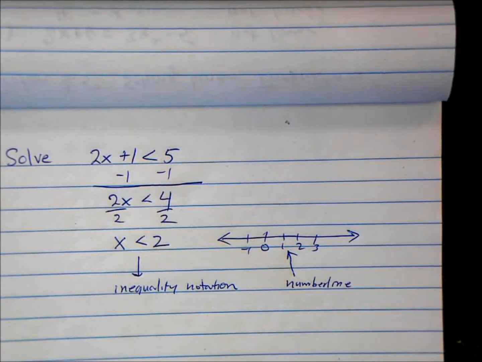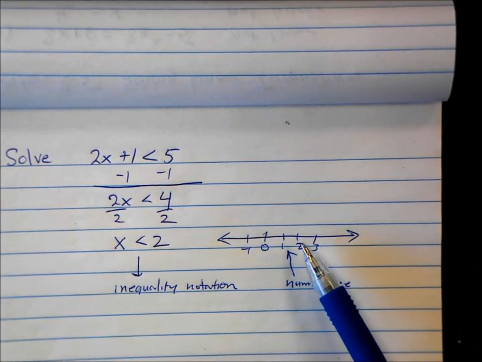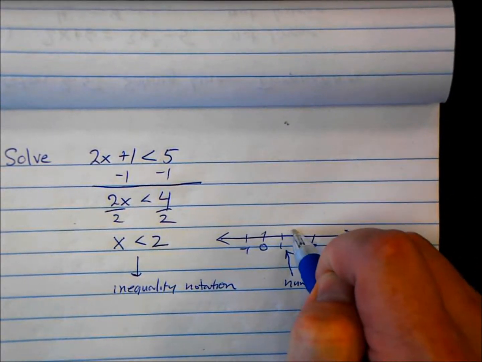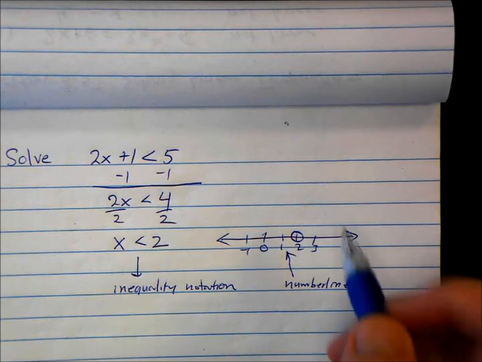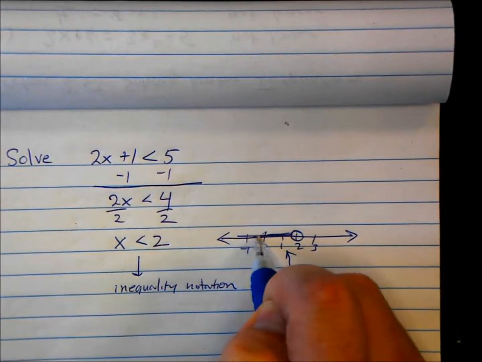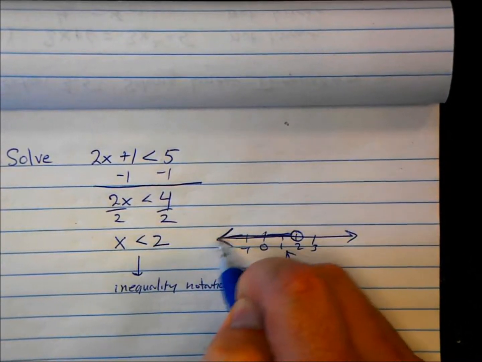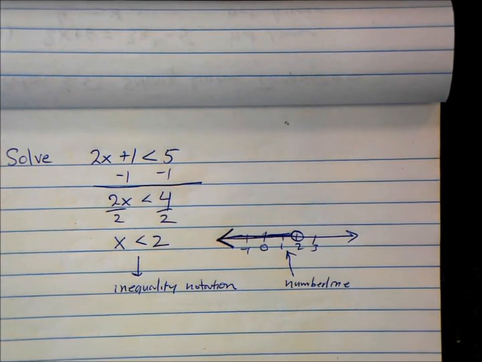All right, how do I graph x is less than 2 on a number line? Okay, I start at 2. And what symbol am I going to write at 2? An open circle. So I'm going to write a circle like that. And that's going to go left because it's less than 2, correct? So I should shade this way. That's how you would draw that.